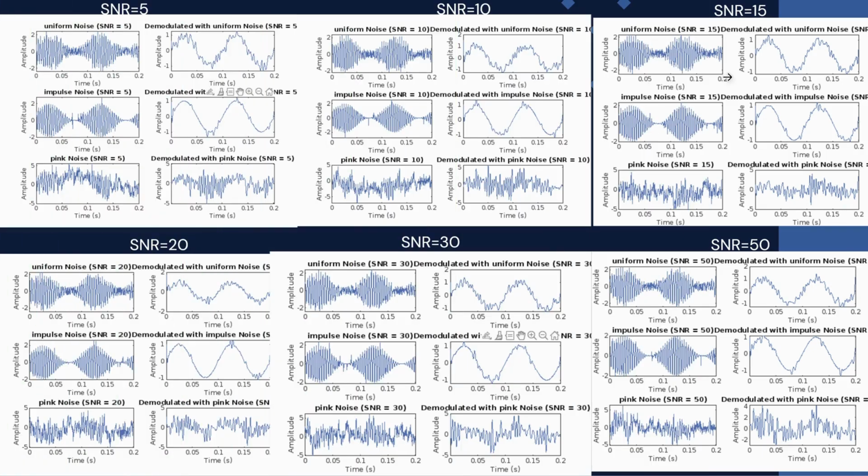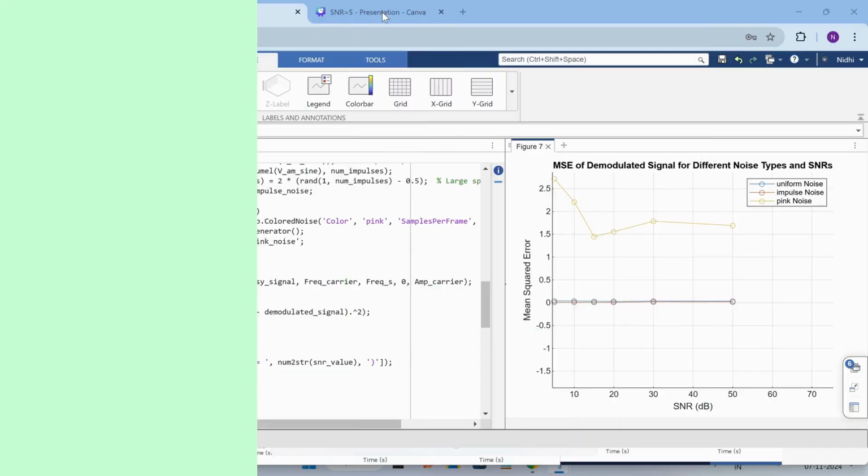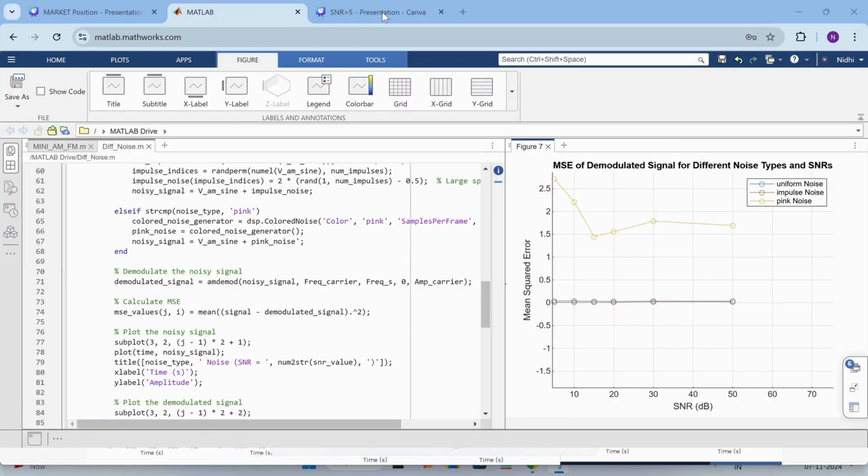Impulse noise. This noise type caused severe distortion at lower SNRs due to the high amplitude spikes. Even at higher SNR 20 to 50 dB, the signal showed residual distortion, resulting in higher MSE values compared to the uniform noise. Impulse noise is particularly damaging because of its unpredictable nature. Graphically, it is seen that impulse noise consistently resulted in higher MSE value, showing its severe impact on signal quality. Its erratic nature was reflected in the graphical analysis.